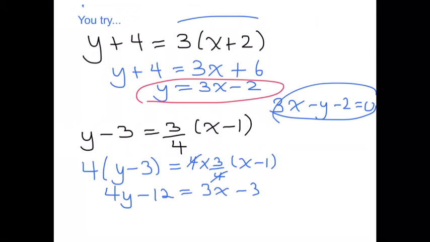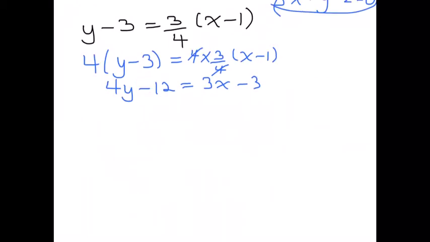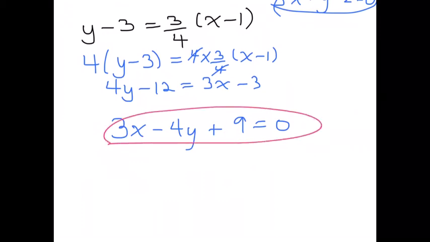All right, and where do we start? Well, let's get general form first. So let's use 3x minus 4y, and then minus 3 plus 12 is plus 9 equals 0. And now we can get y by itself. So here's our general, and we'll do one more.